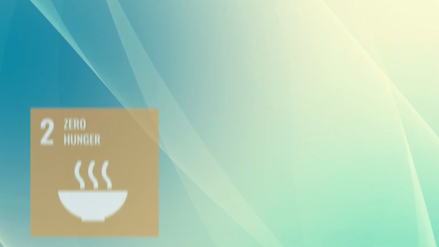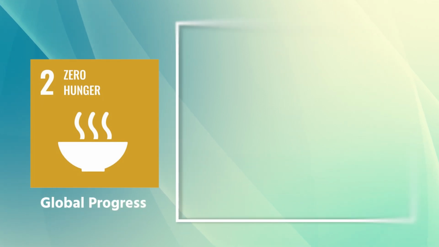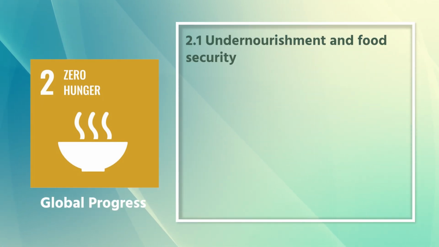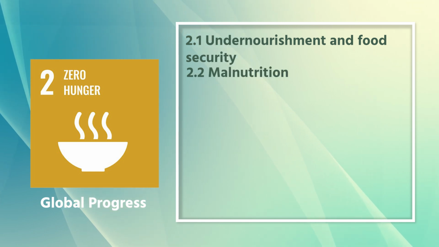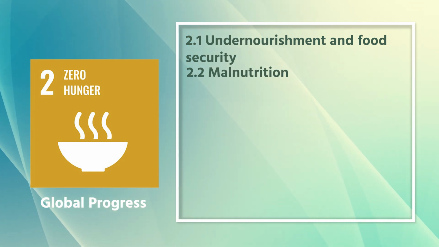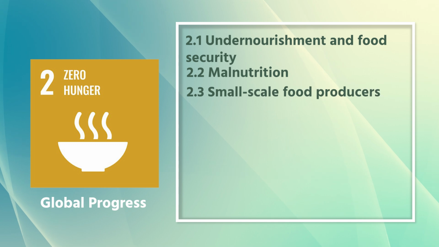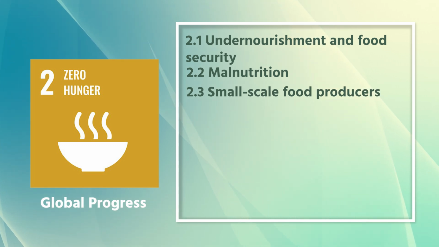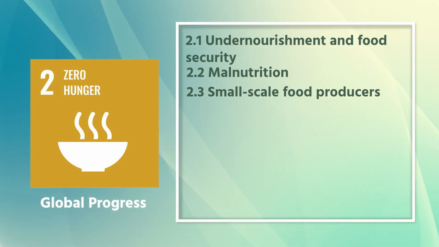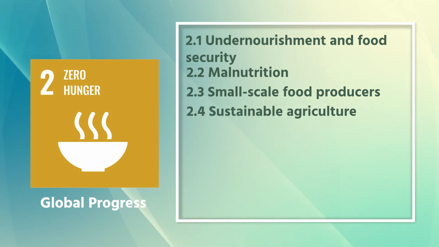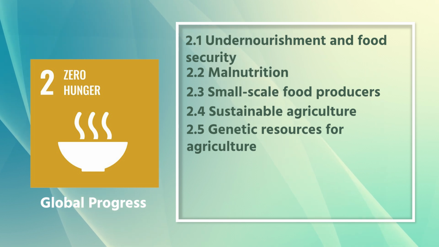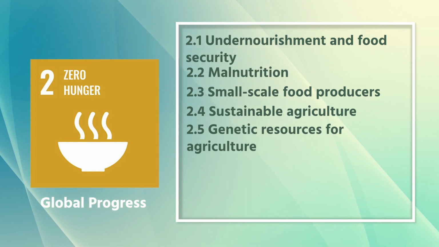If you look here, target-wise, target number 1 talks about undernourishment and food security. Here, we are regressing. When it talks about malnutrition, there is stagnation. When we talk about small scale food producers and enhancing small scale food production, we don't have enough data. Same with sustainable agriculture. But when we talk about genetic resources for agriculture and their conservation, moderate progress is going on.